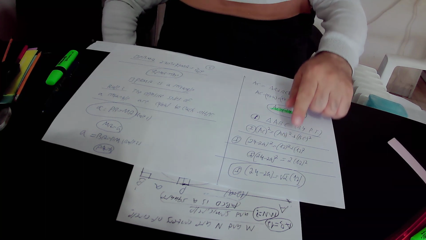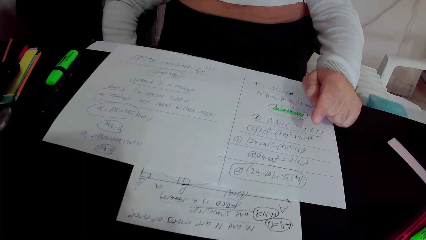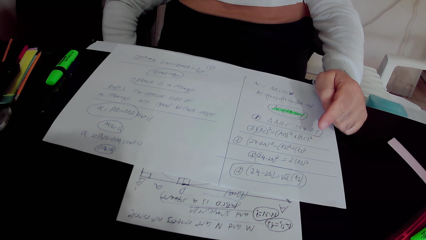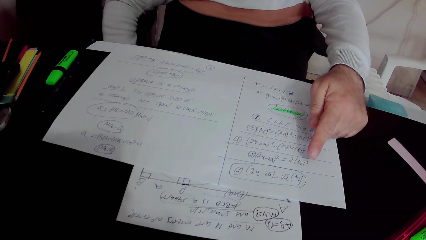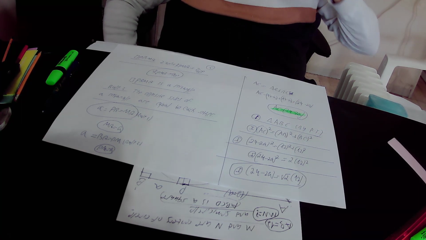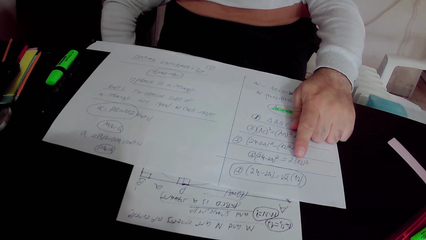We took out of this equation number 1, and we found out that 24 minus 2A equals the square root of 2 times the square root of 12 squared. The square root cancels the square and we are left only with 12. So in conclusion, according to equation number 1, 24 minus 2A equals the square root of 2 times 12.